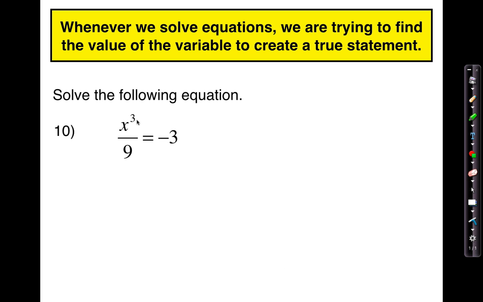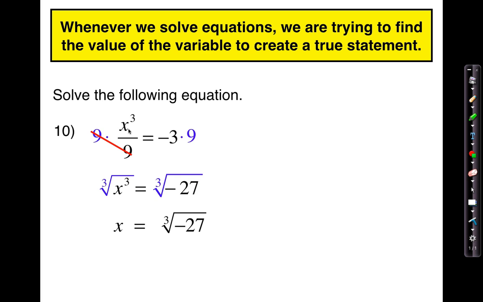Okay, how about number 10? Just like before, I would read this as x cubed divided by 9. Why? Because by recognizing that it is dividing by 9, I can identify that the inverse would be to multiply by 9. That's going to leave me with x cubed equals negative 27. Simply take the cube root of both sides, and I would end up with x equals the cube root of negative 27, which is x equals negative 3.